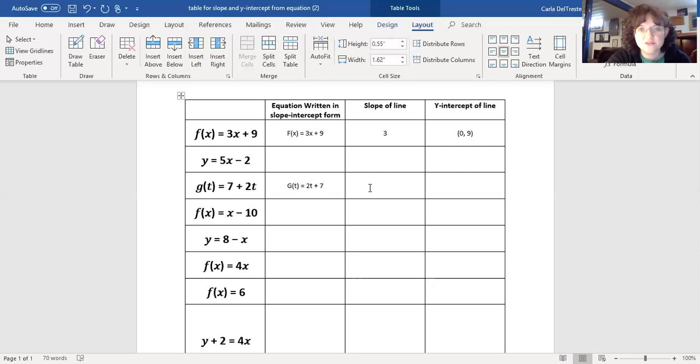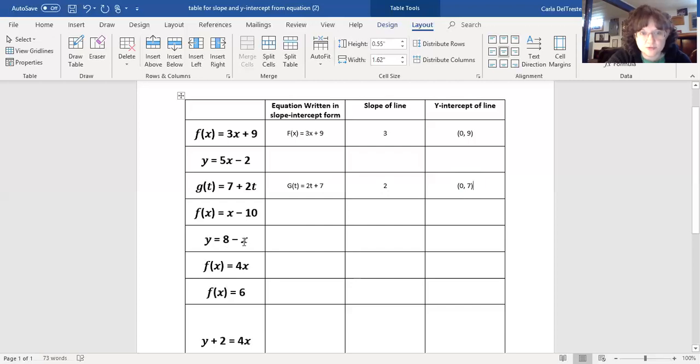What is now in place of m that we can pick out? There's a 2 in place of m. And what's the y-intercept? Well, 7 is in place of b, so it's going to be the ordered pair 0, 7. All right, I'm going to leave the next one for you to do.